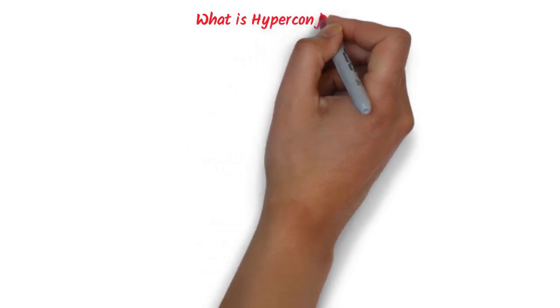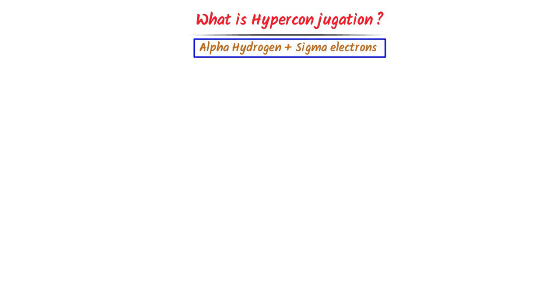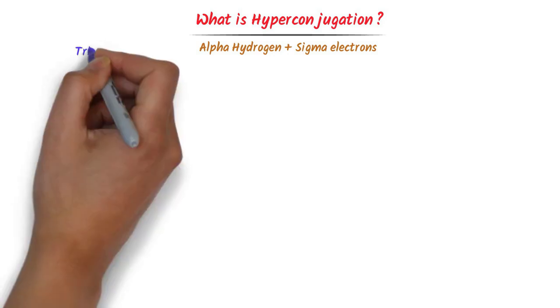Now what is hyperconjugation? Well, for hyperconjugation effect, we need alpha hydrogen plus sigma electrons. Let me repeat it. For hyperconjugation effect, we need alpha hydrogen plus sigma electrons. For example, consider this organic compound. Here, remember this important trick.